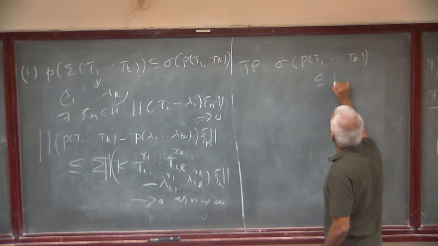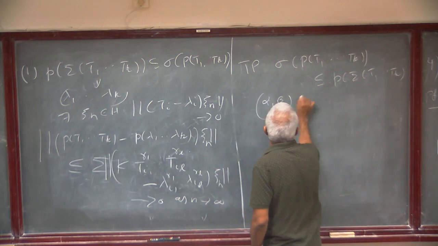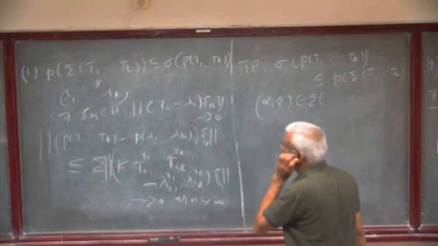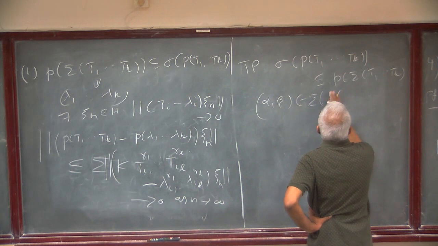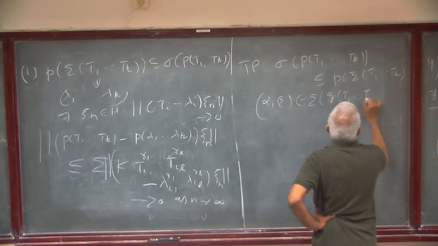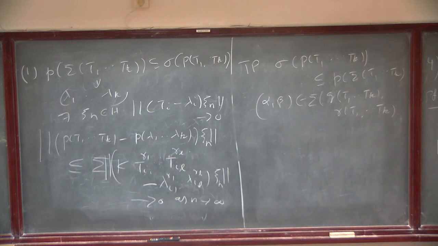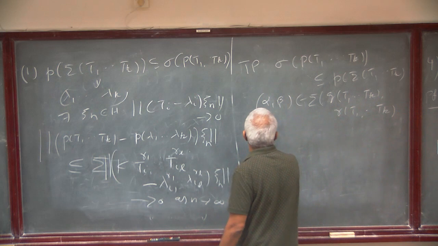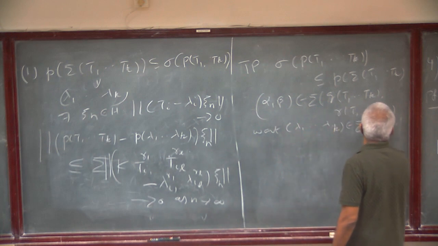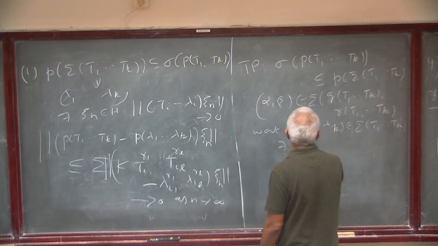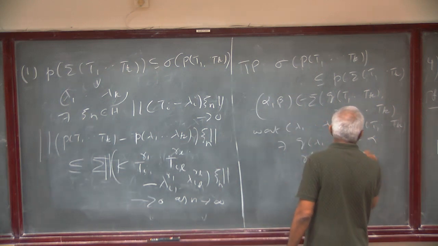Contained in. So we have to produce, if alpha and beta are in the spectrum of Q of T1 up to Tk and R of T1 to Tk, then we have to get lambda 1 up to lambda k in the spectrum of T1 up to Tk, such that Q of lambda 1 up to lambda k equals alpha and R of lambda 1 up to lambda k equals beta. That is what we have to prove.